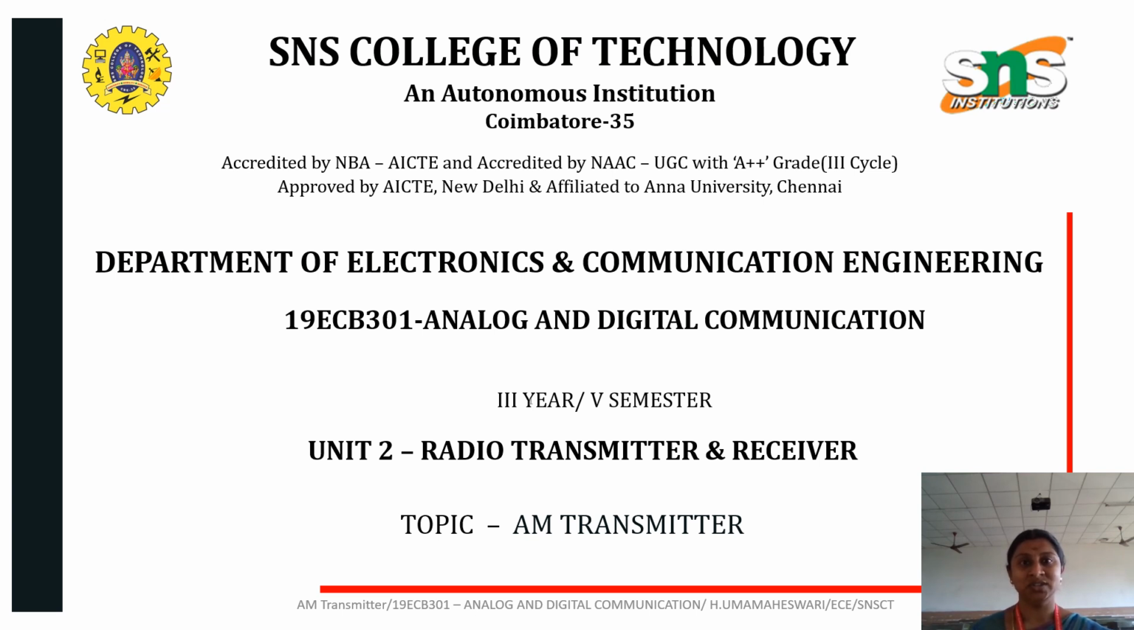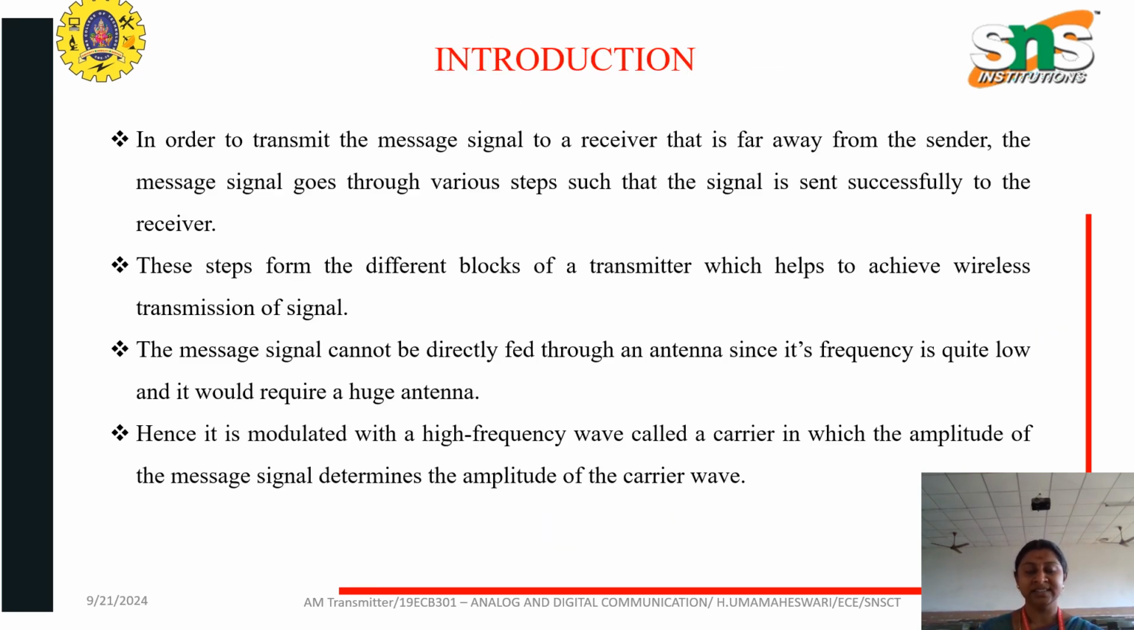In this video lecture series, I'm going to explain about the radio transmitter and the receiver and its types. In this particular PPT, I'm going to explain about the AM transmitter. An AM transmitter is nothing but, in order to transmit the message signal to a receiver that is far away from the sender, the message signal goes through various steps such that the signal is sent successfully to the receiver. These steps form the different blocks of the transmitter which helps to achieve wireless transmission of the signal.